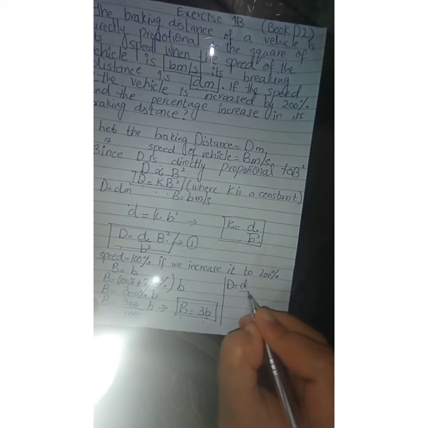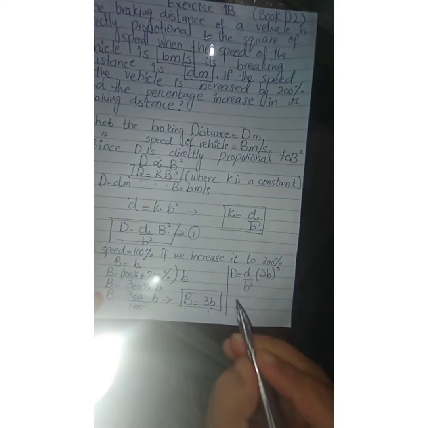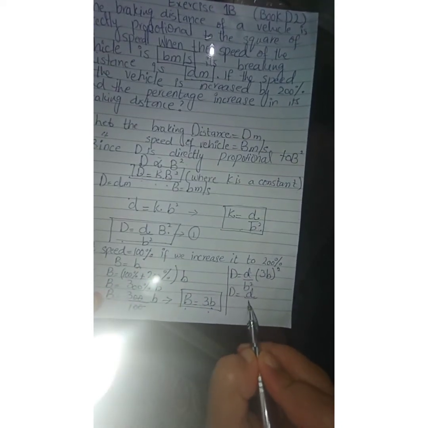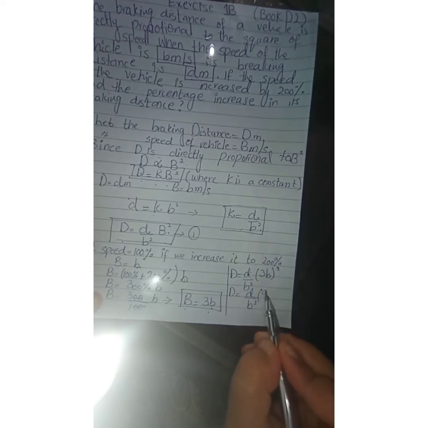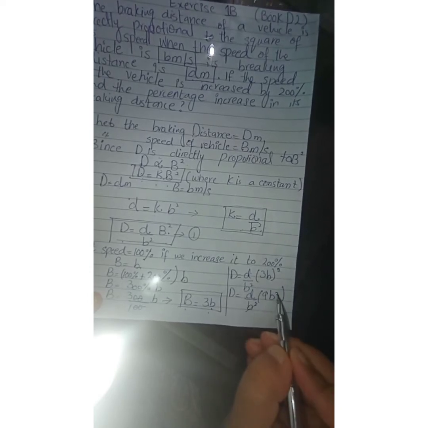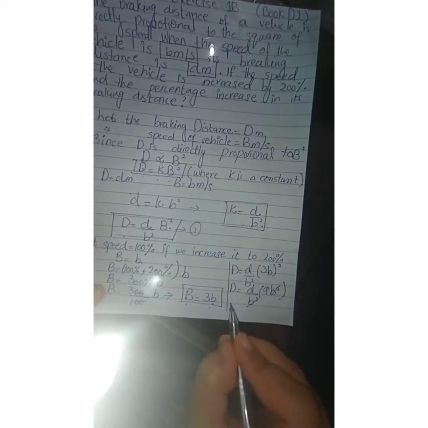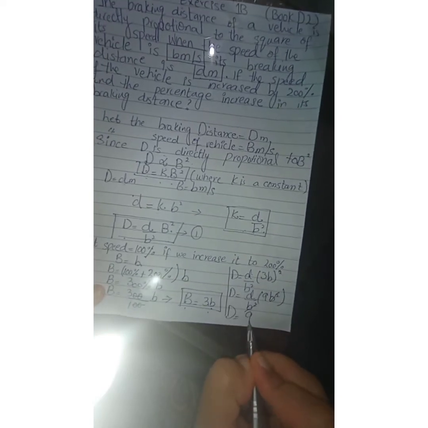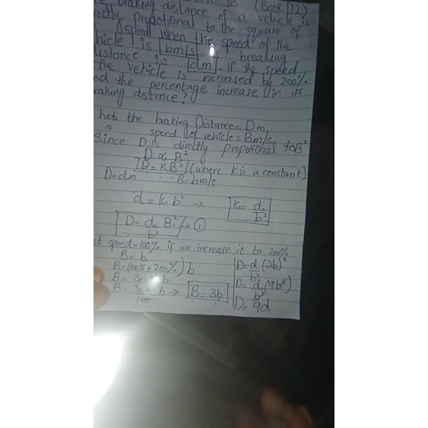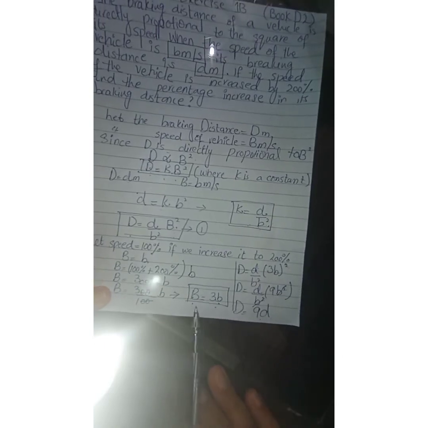D is equal to D over B square, but only this B will be 3B, and since it was B square, I'm writing 3B square. Now D is equal to D by B square, and this will be 9B square. Now B square will be cancelled with B square and I will get D is equal to 9D. Over here I have gotten the value of D as 9D after the increased percentage, and B is 3B. Now the values have been changed to 3B and 9D.